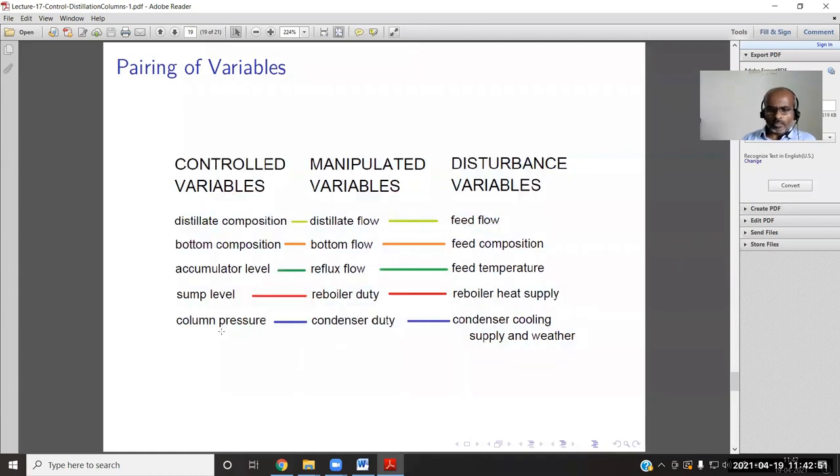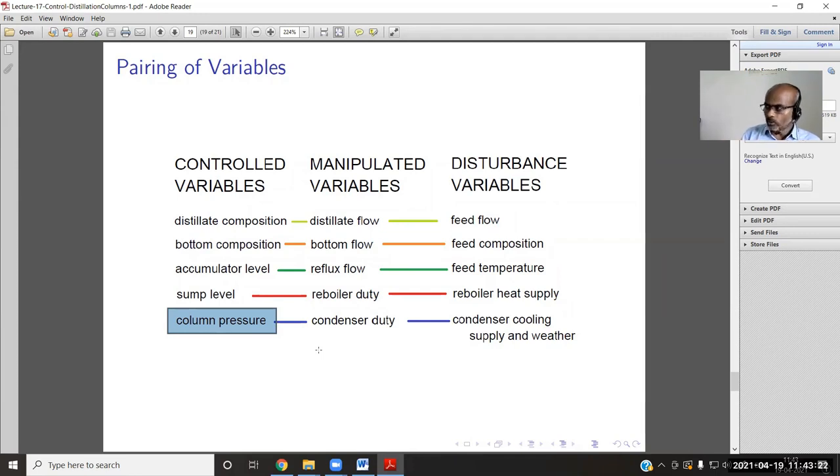So for the column pressure, what you do is measure the top pressure and adjust the cooling in the condenser. Of course, the overall column pressure, if you look from the bottom to top, there will be a pressure drop. The vapor is passing from the bottom, and by the time it is reaching the top, there should be a lower pressure. Then only can the vapor pass from the bottom to top.